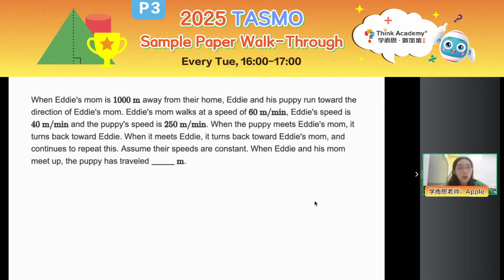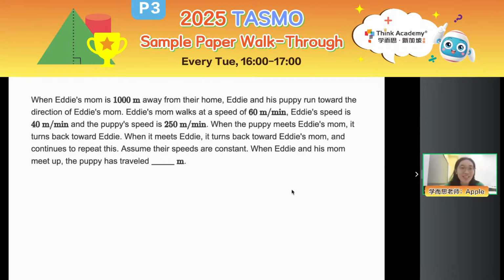Well, next one. When Addie's mom is 1,000 meters away from their home, Addie and his puppy run towards the direction of Addie's mom. Addie's mom walks at a speed of 60 meters per minute. Addie's speed is 40 meters per minute, and the puppy's speed is 250 meters per minute. When the puppy meets Addie's mom, it turns back toward Addie. When it meets Addie, it turns back toward Addie's mom and continues to repeat this. Assume their speeds are constant. When Addie and his mom meet up, the puppy has traveled how many meters?